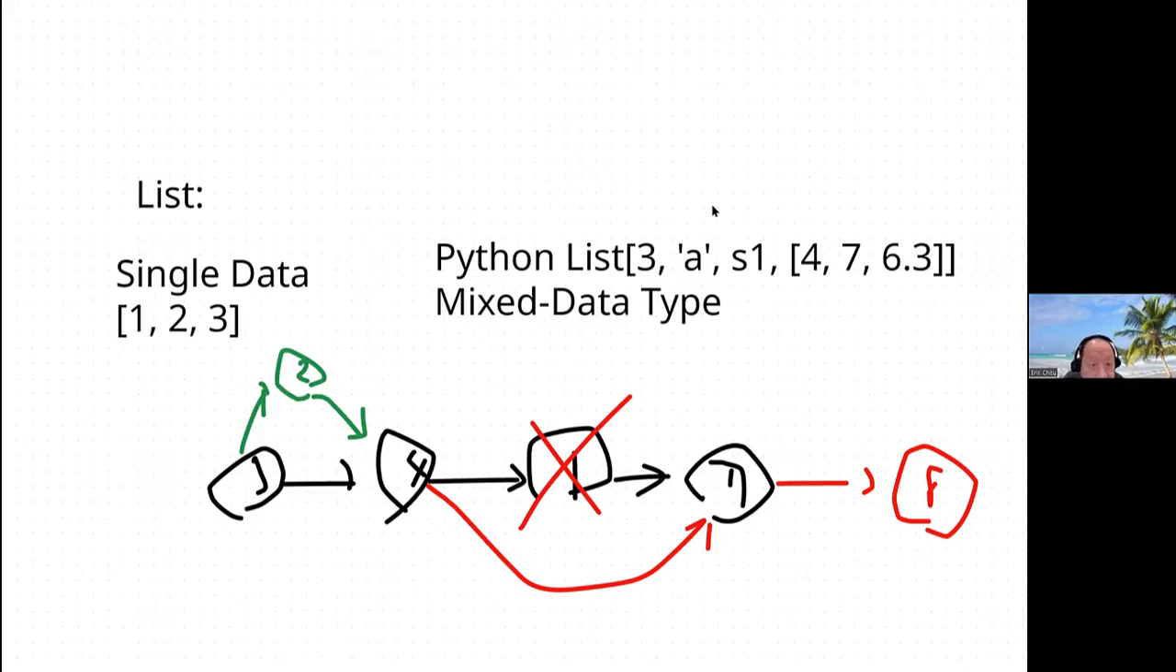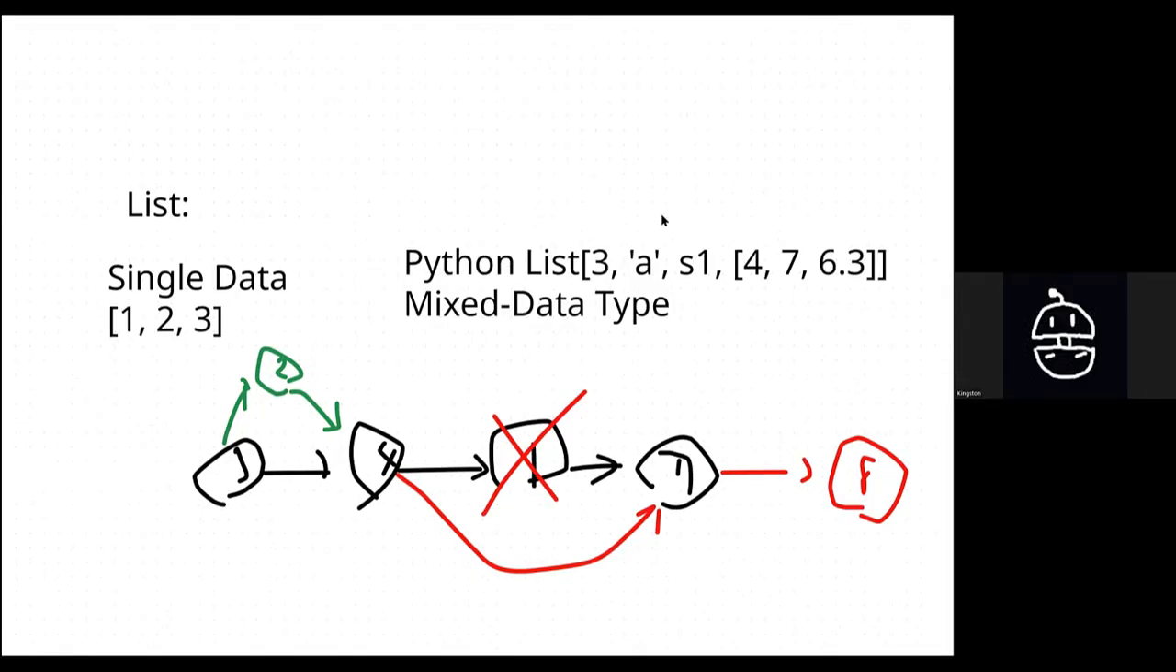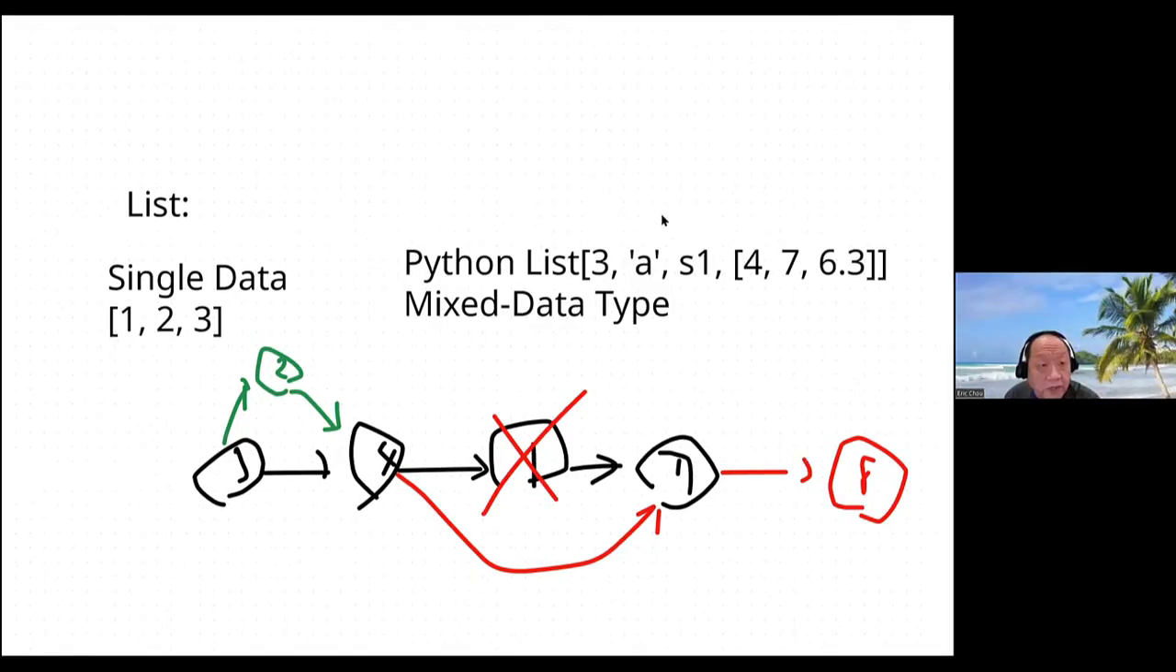Any questions so far? No. But one limitation is that Java's list has to be single data of the same type, while in Python, you can put whatever type you want. Okay, that's the main difference. So these are lists. Array is a fixed size. Array is a fixed size data.